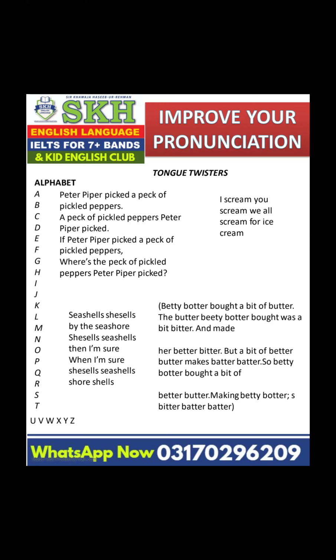Peter Piper picked a peck of pickled peppers. A peck of pickled peppers. Peter Piper picked. If Peter Piper picked a peck of pickled peppers, where is the peck of pickled peppers Peter Piper picked? I scream, you scream, we all scream for ice cream. She sells seashells by the seashore. Betty Butter bought a bit of butter. The butter Betty Butter bought was a bit bitter and made her batter bitter. But a bit of better butter makes better batter.